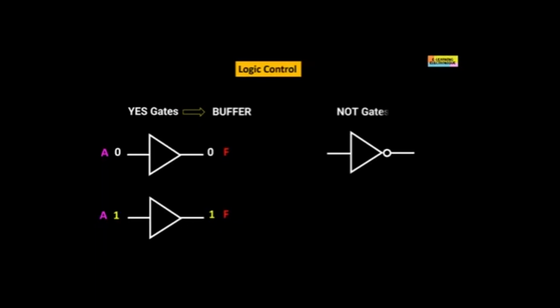In a NOT gate, the value of the output bit is the inverse of the input bit. On the diagrams, to differentiate this gate from the YES gate, a small circle has been added in front of the triangle. For the result, if the input is equal to 0, the output will be equal to 1. If the input is equal to 1, the output will be equal to 0.